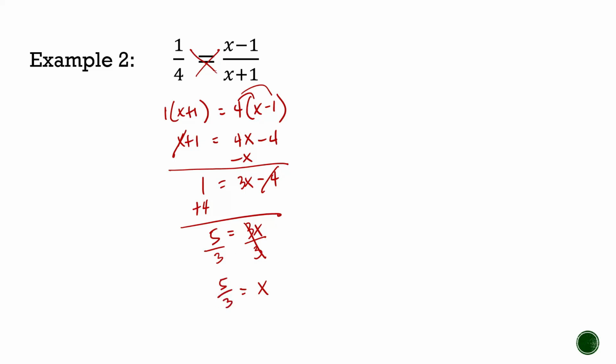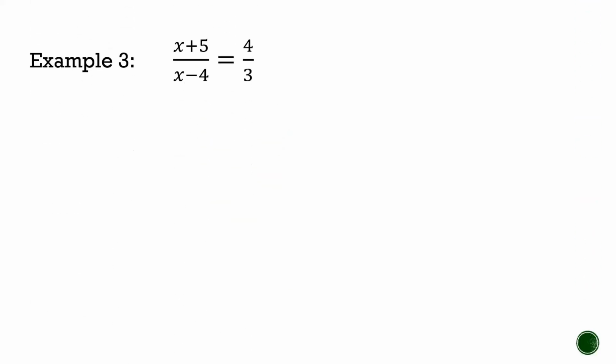Okay, some teachers will require you to convert that into decimal. Some teachers will also tell you to change that into a mixed number. But for me, 5 over 3 is acceptable. It's an improper fraction and it's in simplified form. Alright, let's have another example. Okay, similar to the first one actually. The only difference here is that the x terms are on the left side, but we can do cross multiplication.